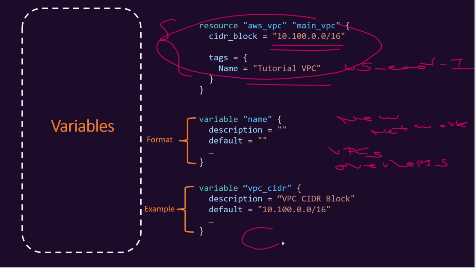This is the first network. This is the second network. The CIDR block here is 10.100.0.0/16. The CIDR block in the second network should be different, because if the CIDR block on both of them is the same, they cannot communicate with each other.